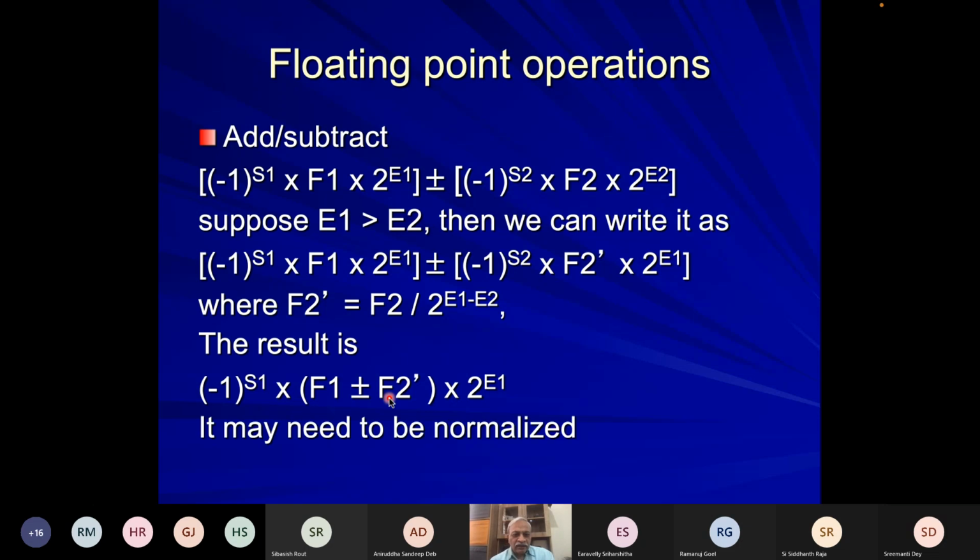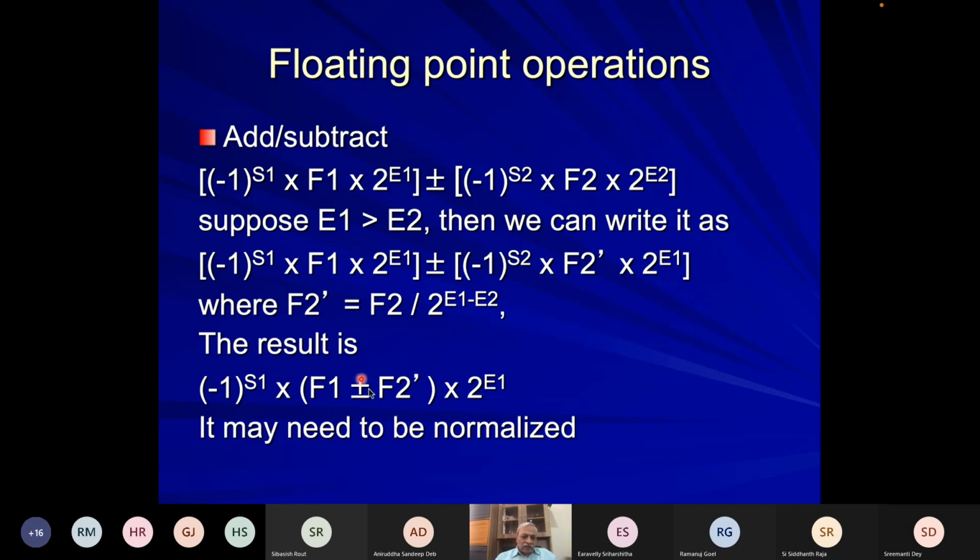The result you get may not be normalized. You could get a sum which is larger than what you can represent, or if you're subtracting two numbers which are very close to each other, you may get a difference which is smaller than what you can represent.